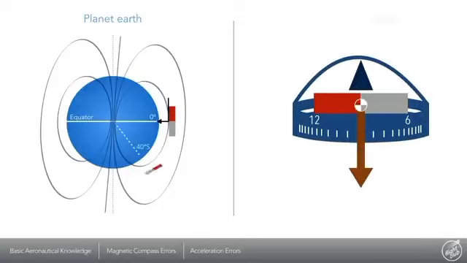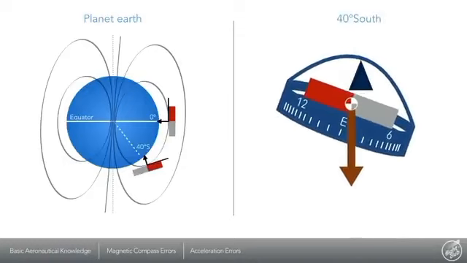But at 40 degrees south, for example, the magnetic lines dip towards the South Pole. The magnet aligns itself with the lines, which are no longer parallel to the surface of the Earth, resulting in the dip that causes the magnet's centre of gravity to shift towards the north.